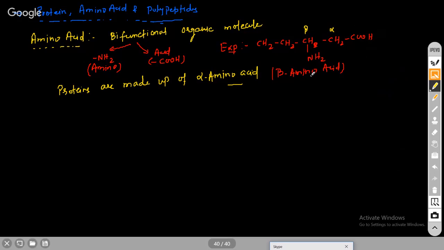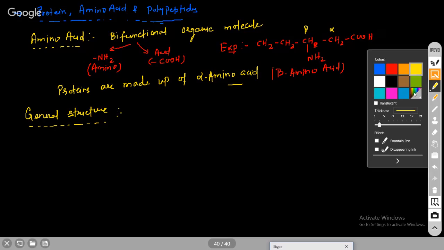Now you see the general structure of protein. In NCERT, there are around 20 structures of proteins given. Those structures you must go through. I will also discuss some structures now, but you must go through those structures.